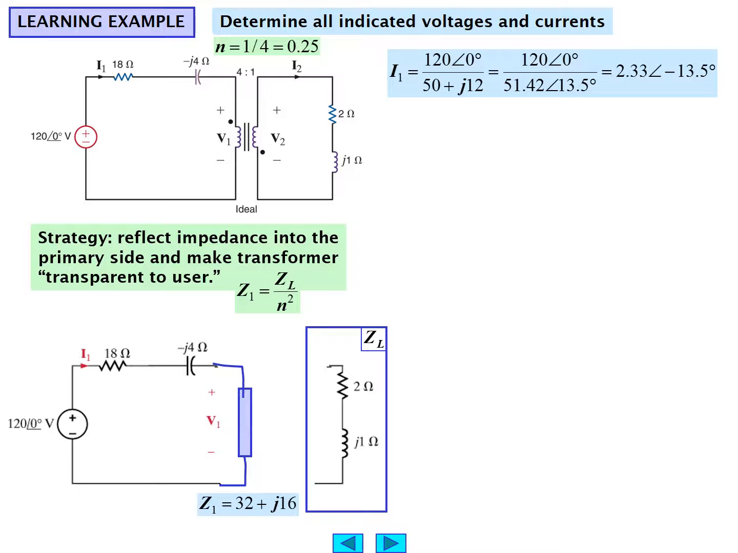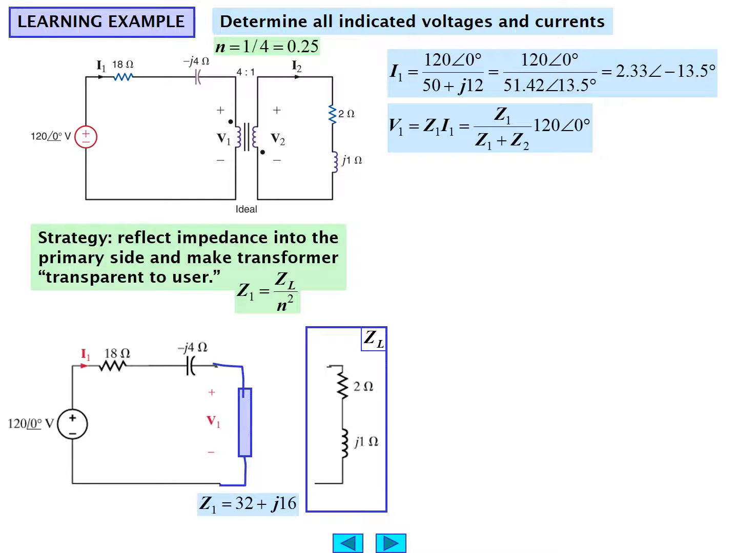I1 then can be solved since we have, quote, reflected the impedance and we only have now a single mesh circuit. It's 120 angle 0 divided by 50 plus j12. I've added up the impedances, and 18 plus 32 is 50, and minus j4 plus j16 is j12. And as we know by now, in order to do complex arithmetic, we convert the rectangular form to its polar representation, and we produce an answer for I1 as 2.33 angle minus 13.5 degrees.